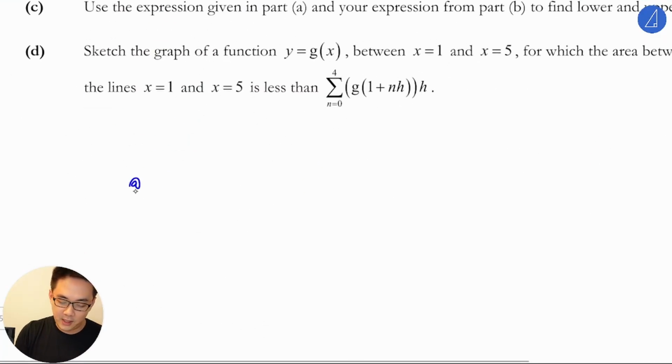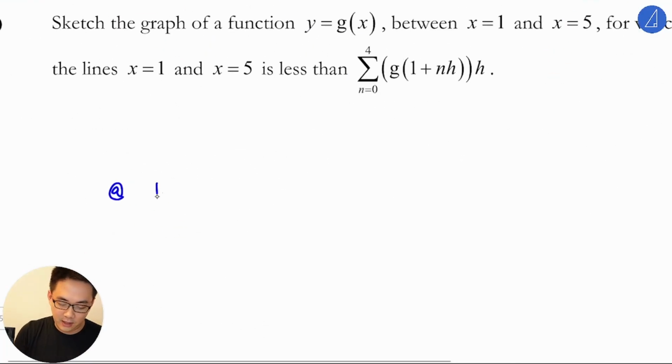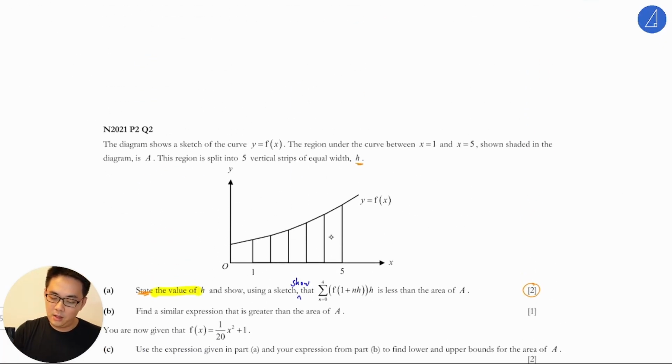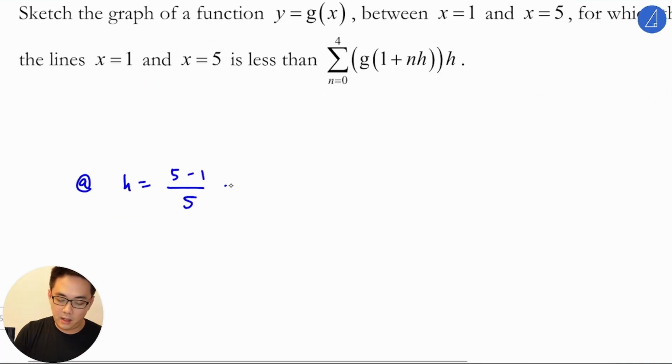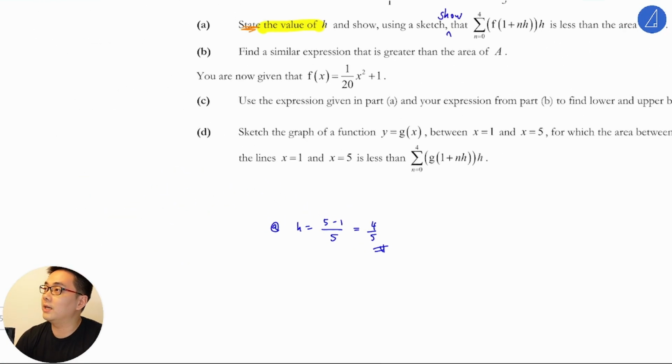For the first one, to find h, h is just 5 minus 1 divided by 5 rectangles. Any issue with that? 5 minus 1 divided by 5 rectangles, so it's just 4 over 5. Right? Okay, this part is fine.